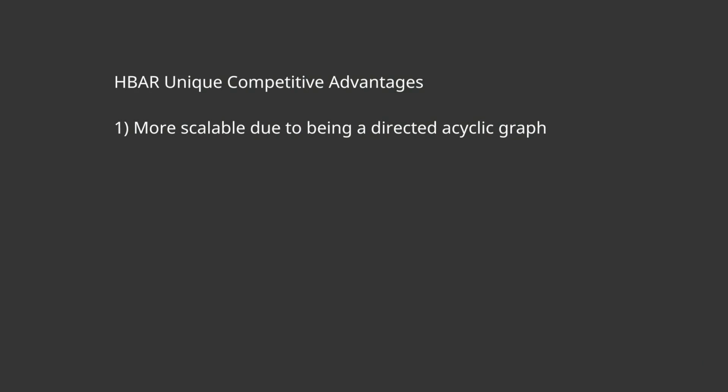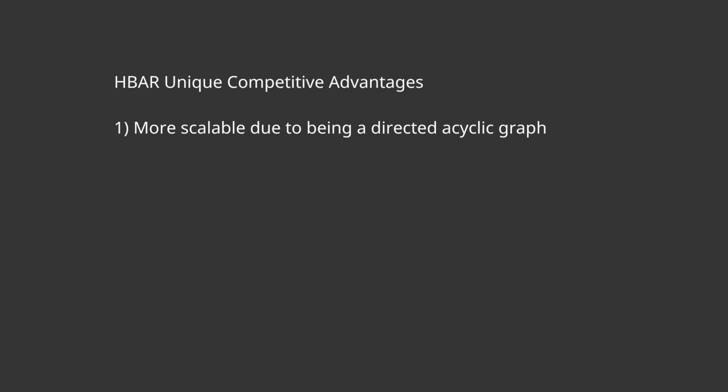Okay, so that's it, guys. I'll just summarize the unique differentiators of HBAR. So we know that HBAR is not a blockchain. It is something called a directed acyclic graph. Because of how it is architecturally set up, it is more scalable compared to blockchains. Its fees are low and it has the lowest consumption compared to any other top L1 network.